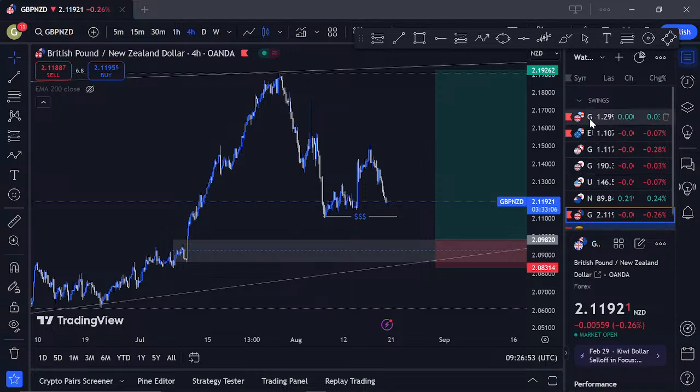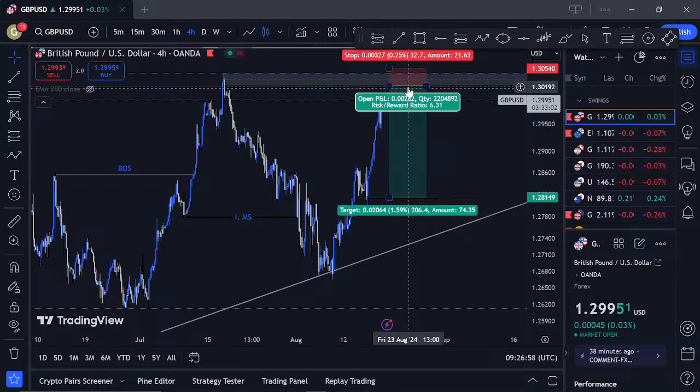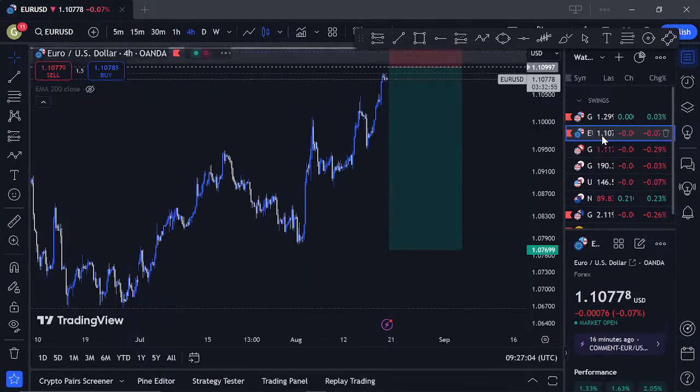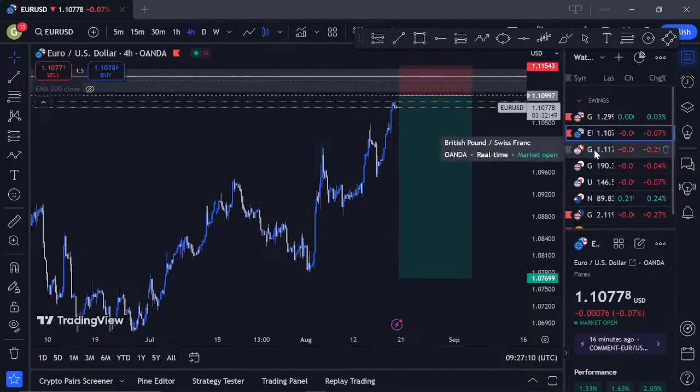So now I already gave 4 setups. First one is on GBP USD. I'm waiting for the market to come over here, then we'll take a sell, and we'll target this low here. And then next up is actually Euro USD. We're also waiting for the same thing, market comes back here, and then we'll take a sell as well. So I'm going to hold a sell on GBP USD and Euro USD at the same time.